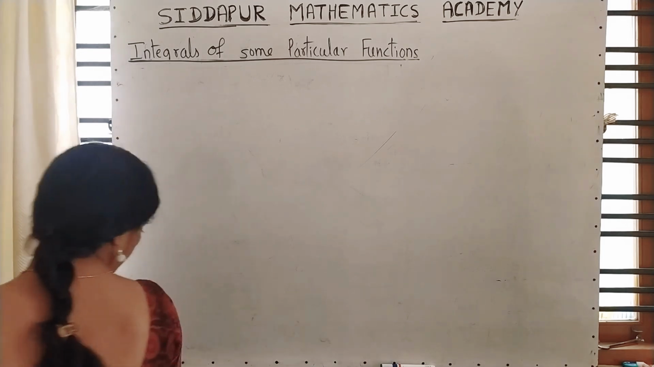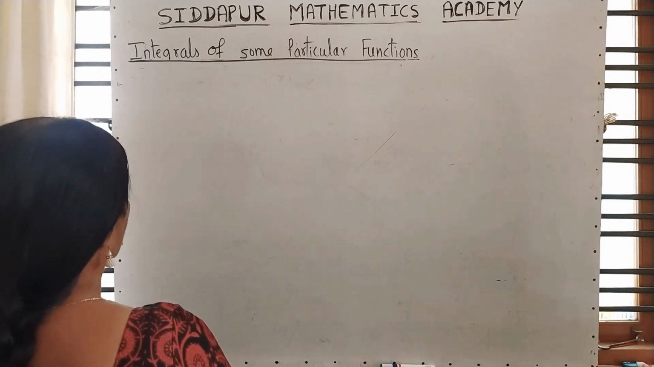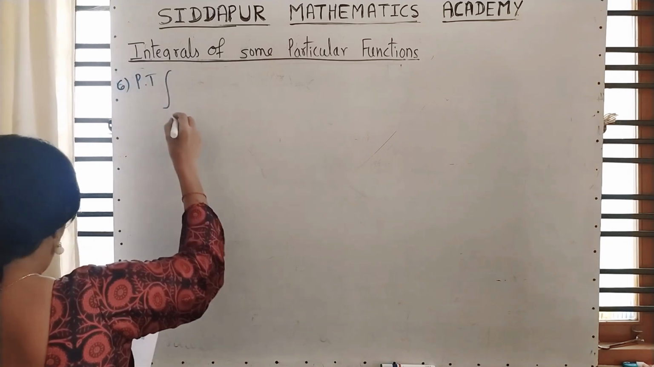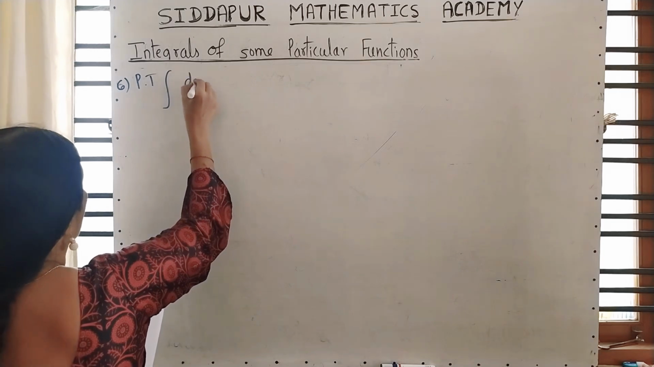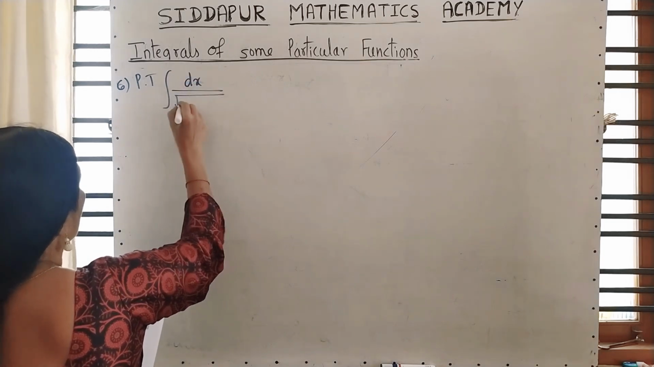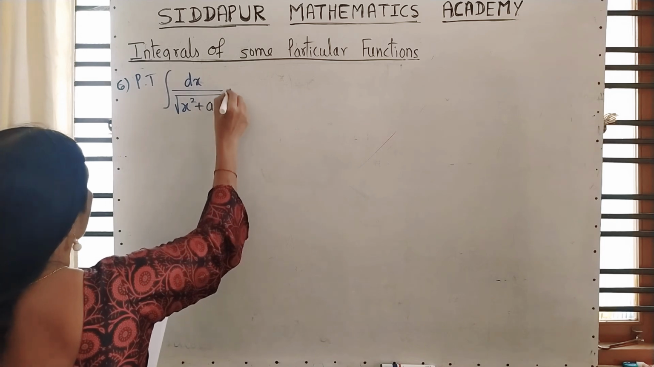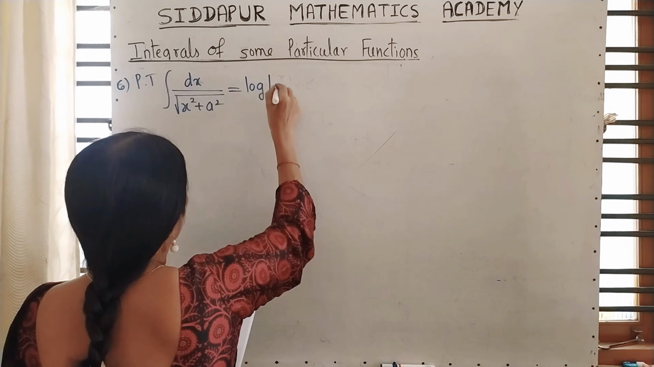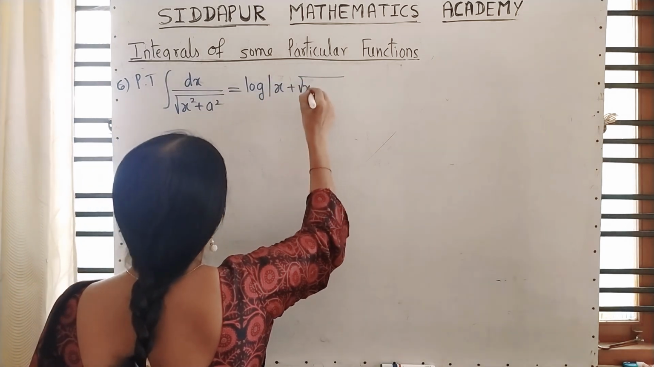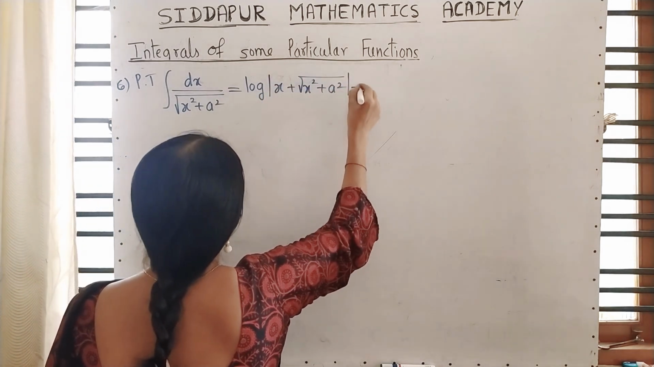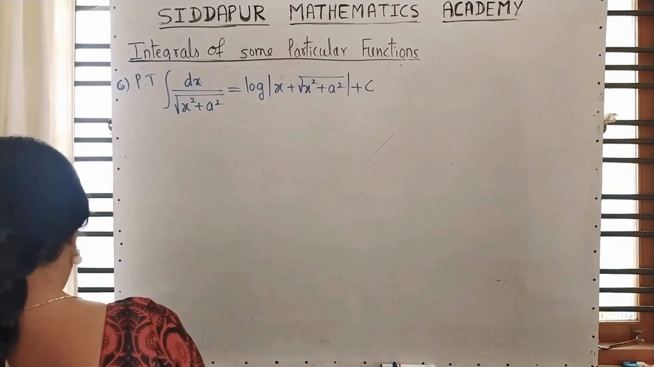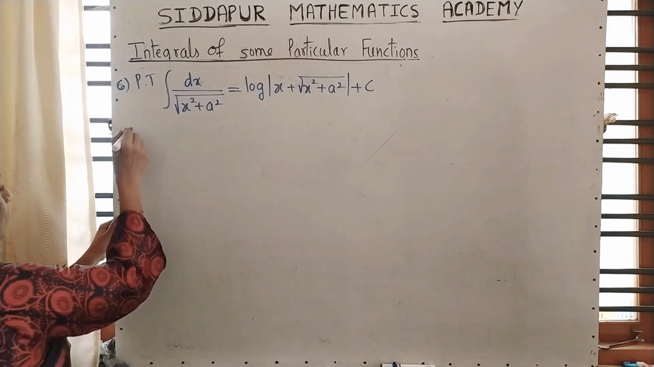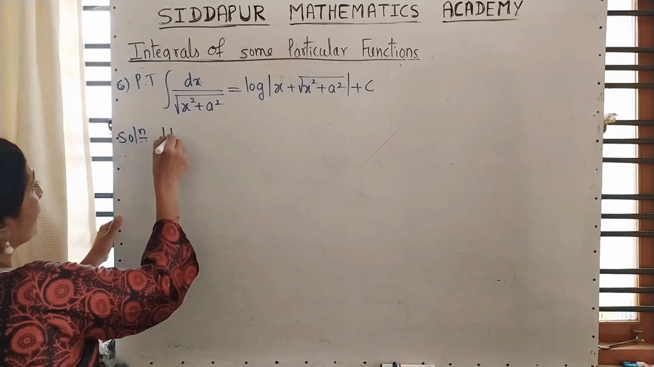Prove that dx upon root of x square plus a square is equal to log of x plus root of x square plus a square plus c. And again, an important derivation. Write down the LHS.